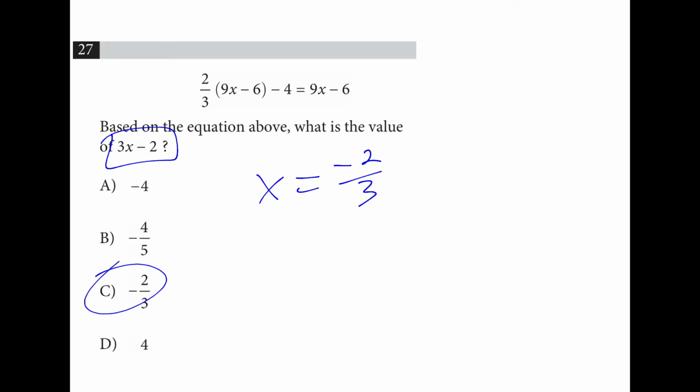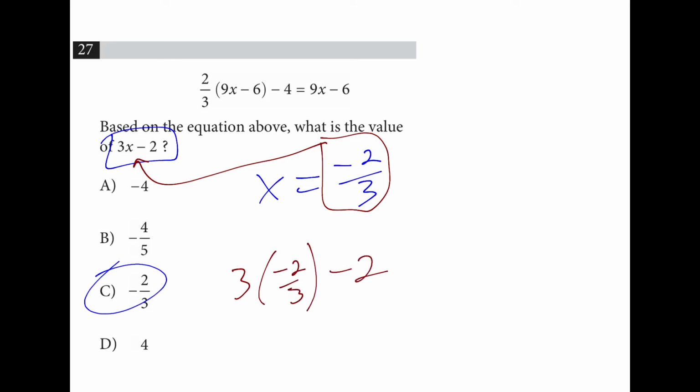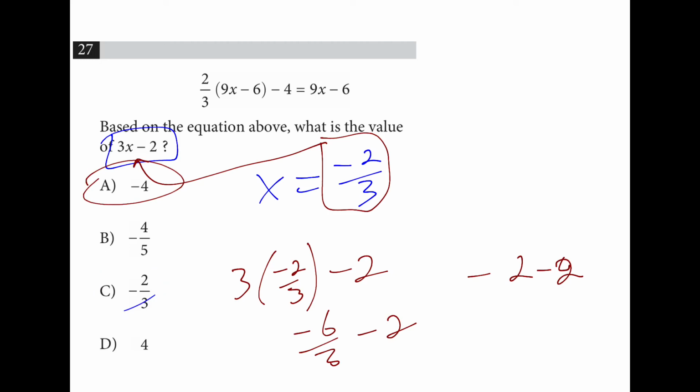So you could take this and plug it in there. And now you have 3 times negative 2/3 minus 2. Negative 6/3 minus 2. A negative 2 minus 2. And that's how you get the actual answer, A.